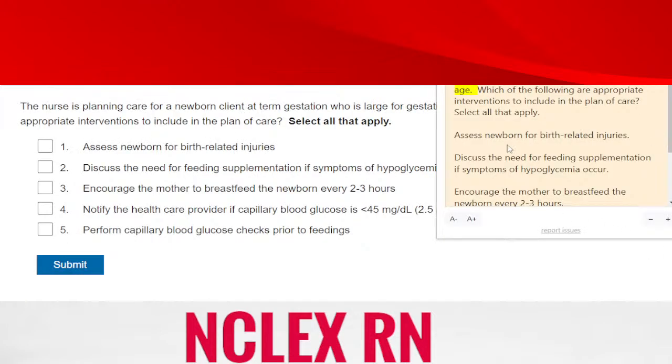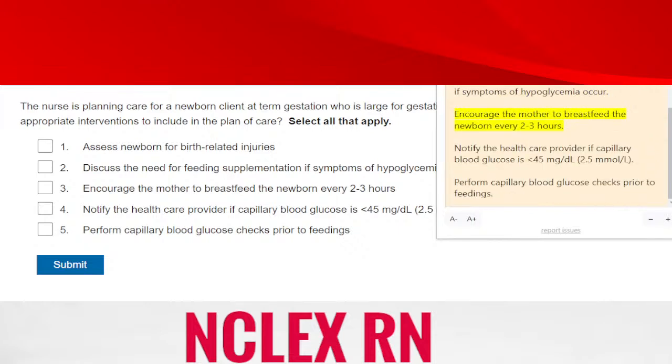The nurse is planning care for a newborn client at term gestation who is large for gestational age. Which of the following are appropriate interventions to include in the plan of care? Select all that apply. Assess newborn for birth-related injuries. Discuss the need for feeding supplementation if symptoms of hypoglycemia occur. Encourage the mother to breastfeed the newborn every 2 to 3 hours. Notify the healthcare provider if capillary blood glucose is less than 45 mg/dL (2.5 mmol/L). Perform capillary blood glucose checks prior to feedings.